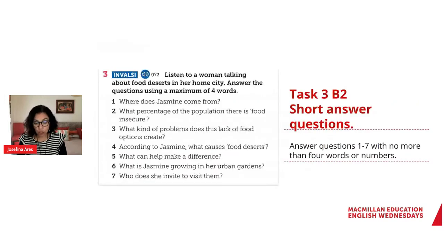So let's go on to the third type of task. The third type of task is our short answer questions. In this case, we have listened to a woman talking about food deserts in her home city. Answer the questions using a maximum of 4 words. So they get, usually in the MVALC, 7 questions, open questions. They don't get any options, and they have to answer these questions, okay? So once again, lots of things that we can do with this type of task.